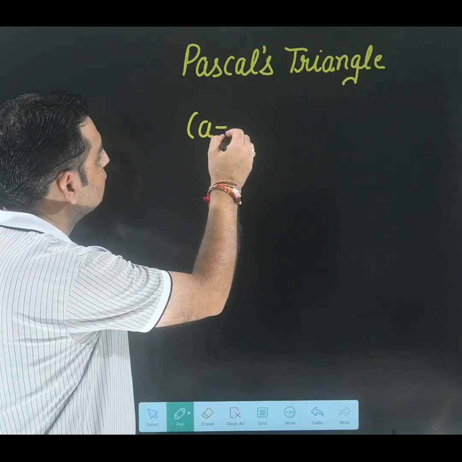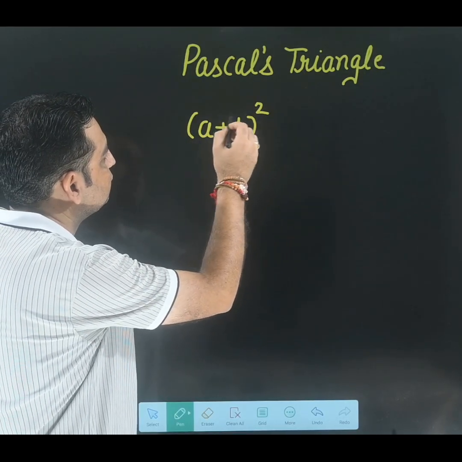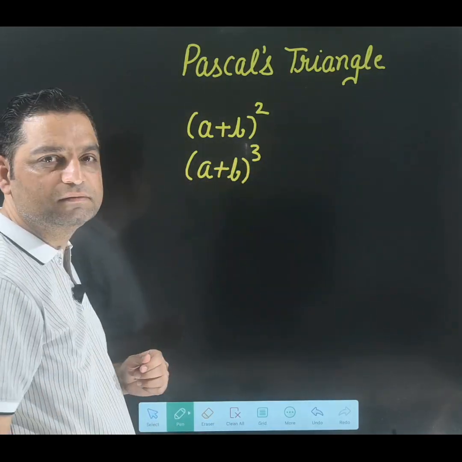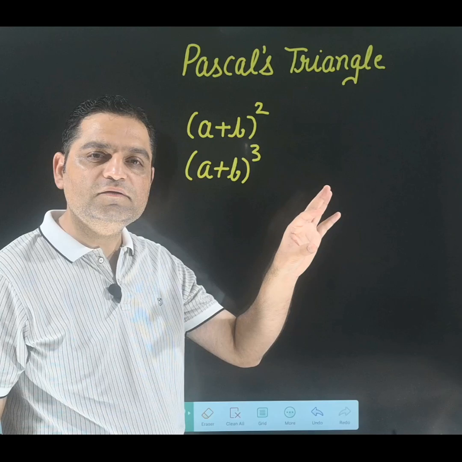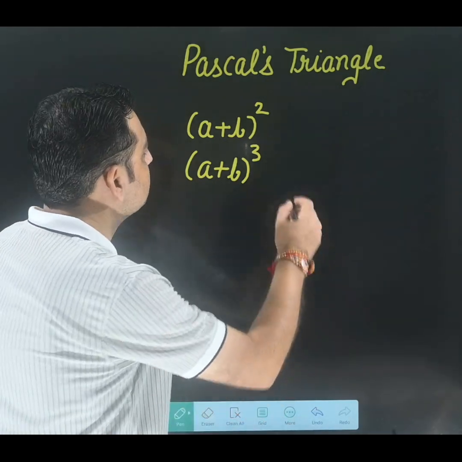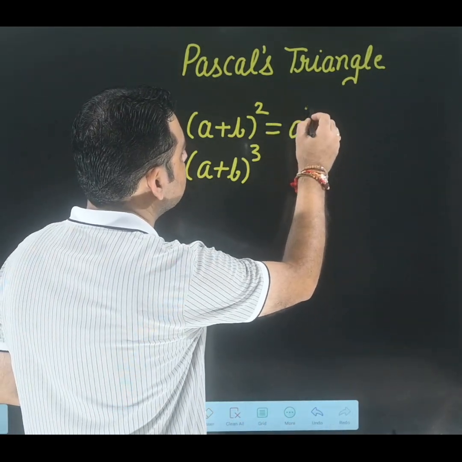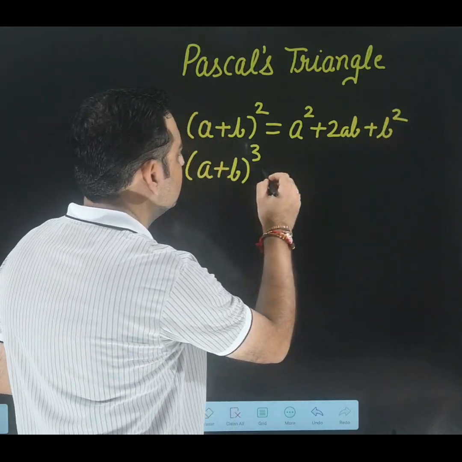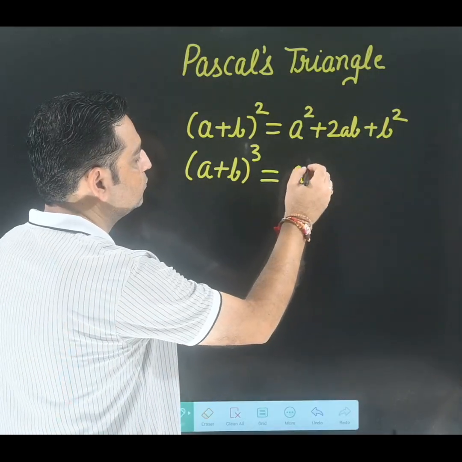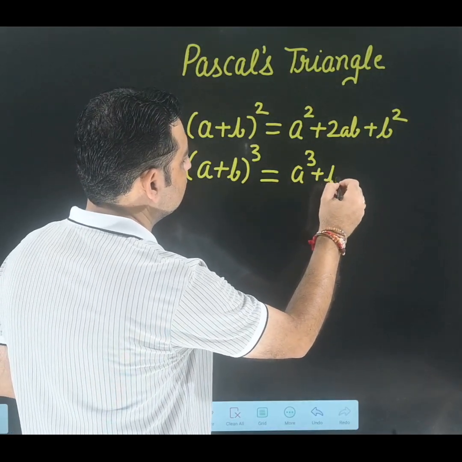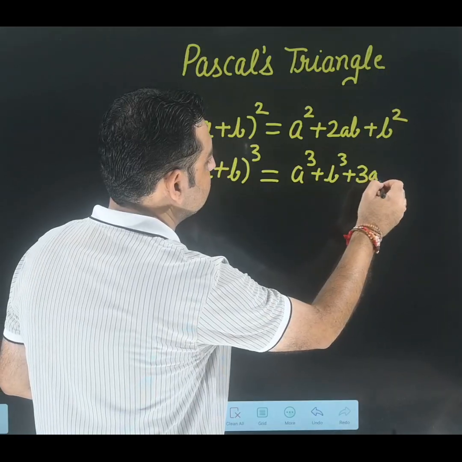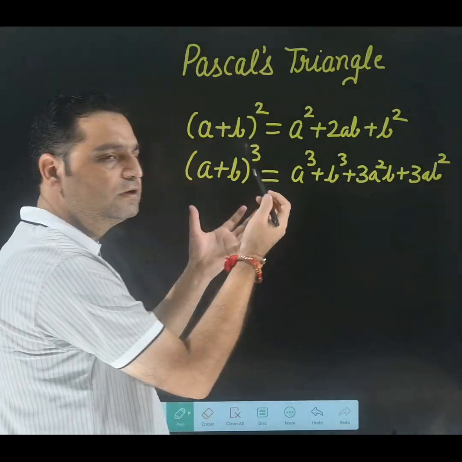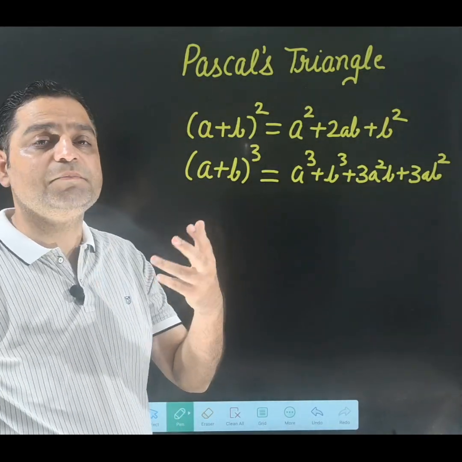We have learnt this algebraic identity, (a plus b) whole square, or maximum (a plus b) whole cube, right? These are the two identities. Usually we learn them. Let me write here: a square plus 2ab plus b square. And the cube also: a cube plus b cube plus 3a square b plus 3ab square. That is what we usually learn. But what happens after that?